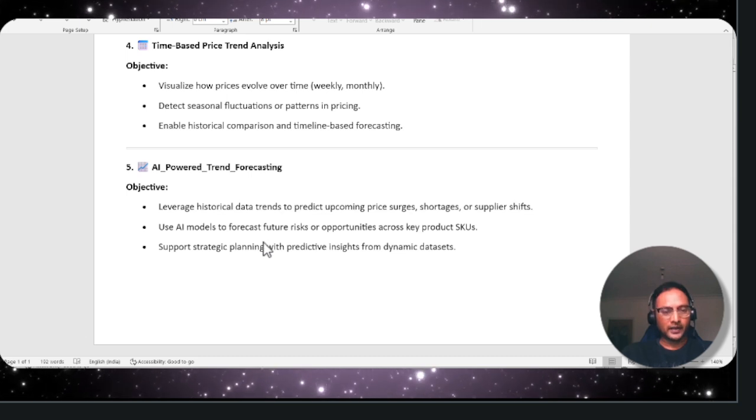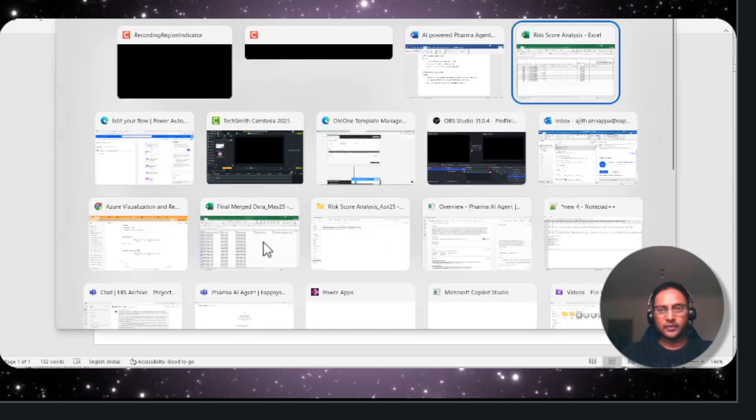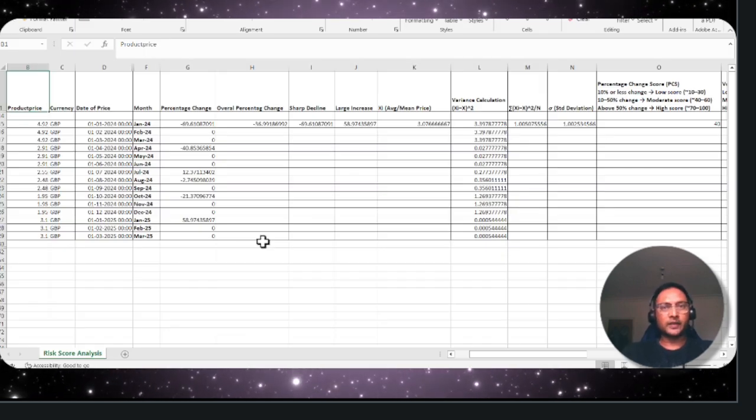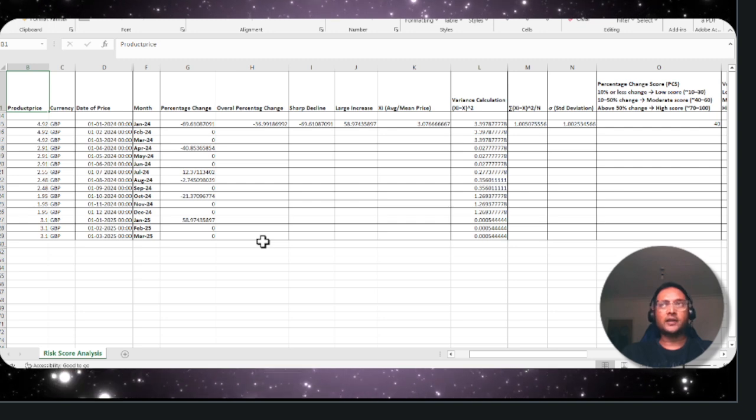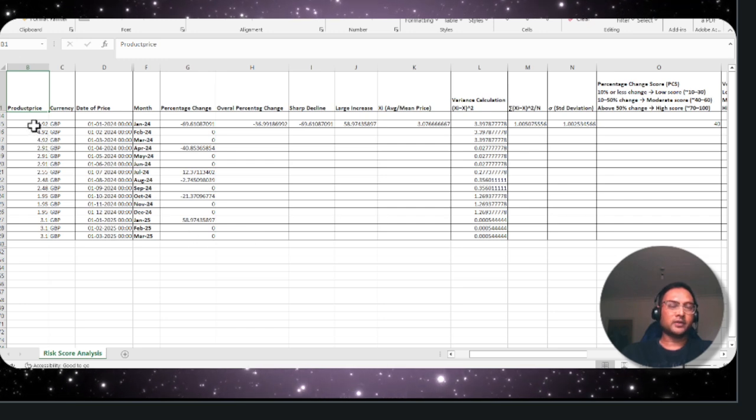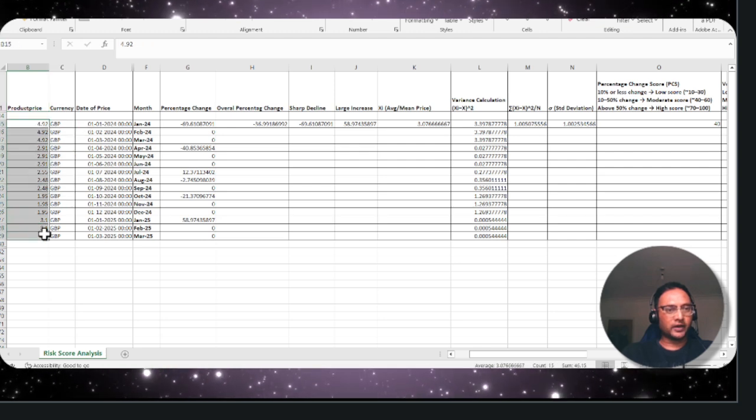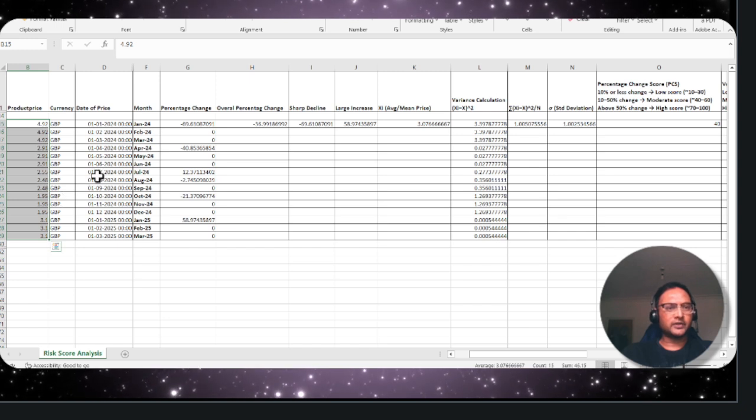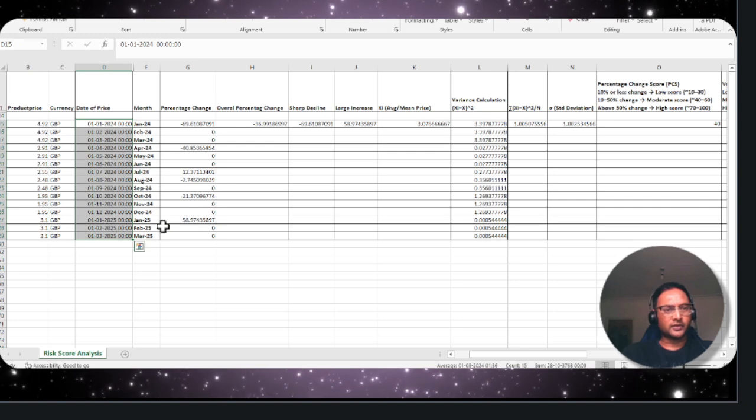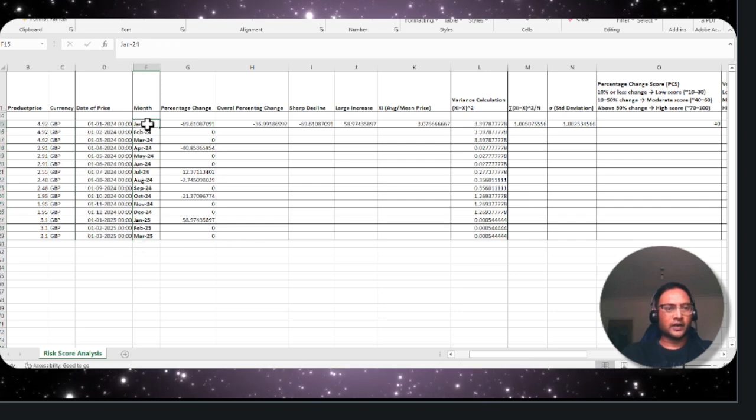Yeah, so let me showcase. This is just an example of how a risk score analysis is carried out. Suppose there's a medicine which has this product variability. It's all sample data which I've considered, and this is how it is spread across two years, from 1st Jan 2024 to March 25, across these months.